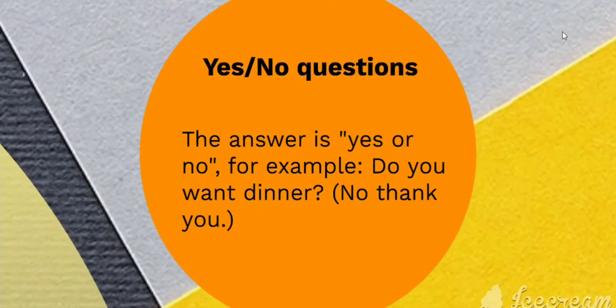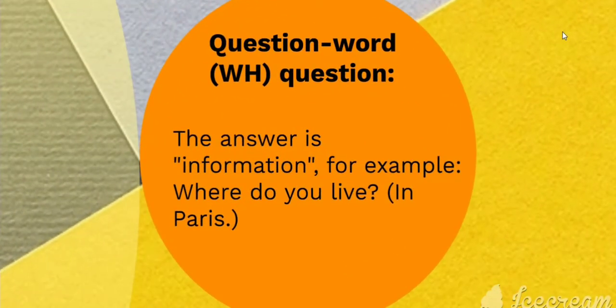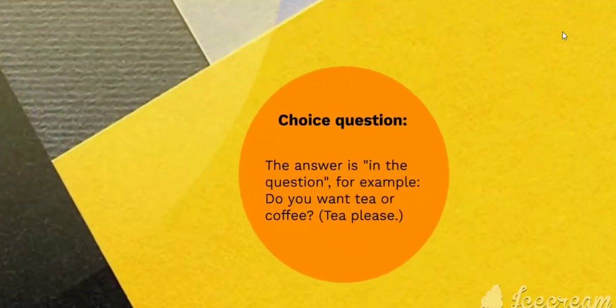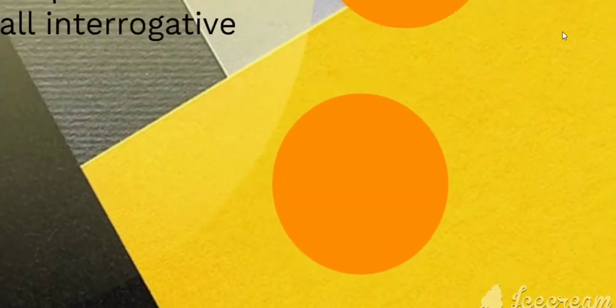The first one are the yes/no questions. The answer for these questions are yes or no. For example, do you want dinner? The answer is no, thank you. The next one are the question word or WH questions. And the answer for this one is the information. For example, where do you live? And the answer is in Paris. And finally, we have the choice questions. The answer for this one is in the question. For example, do you want tea or coffee? And the answer is tea, please.